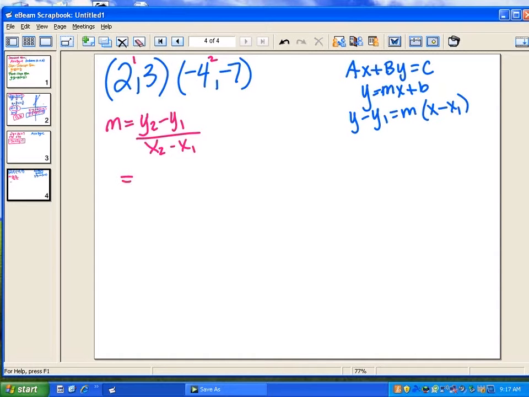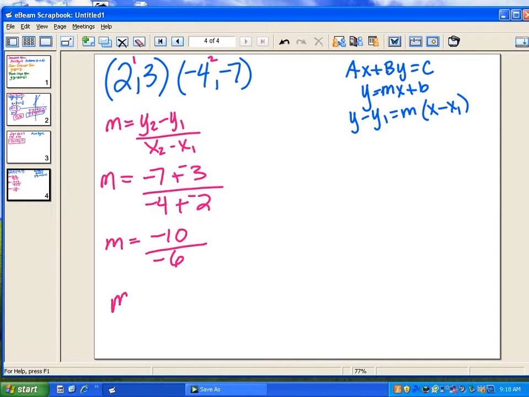Okay, so now I'm going to plug it in. To solve for slope, I'm going to say my y2 value, well, that's my point 2 y value, which is negative 7. My formula says minus, and then I have my y1 value, which is the 3. Divided by, I have a negative 4 for my x sub 2 value, minus the 2. And when I subtract, I get negative 7 minus 3. Well, negative 7 minus 3 is really negative 7 plus a negative 3, which gives me a negative 10. And negative 4 minus 2 is really negative 4 plus a negative 2, which gives me a negative 6.